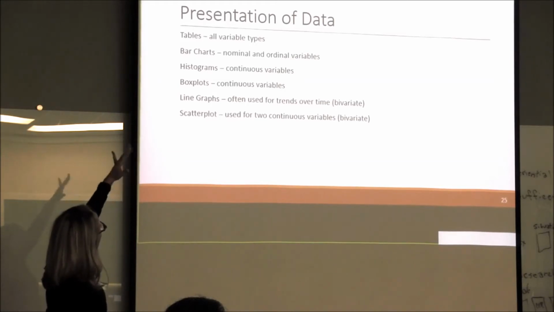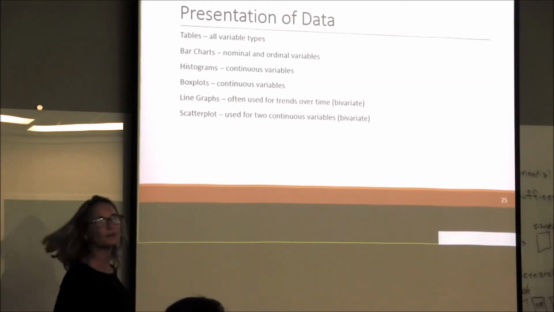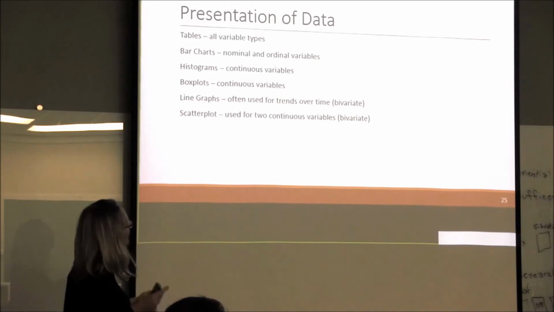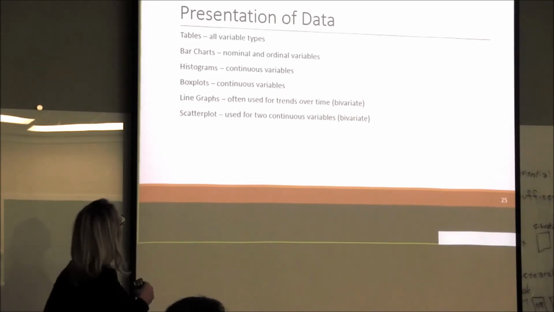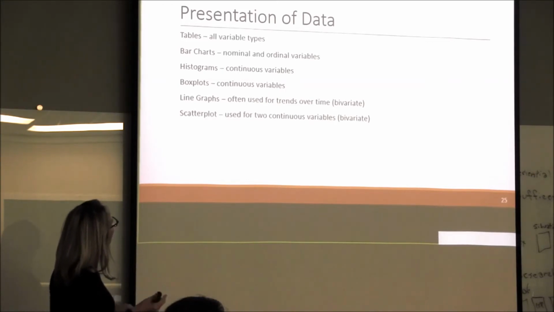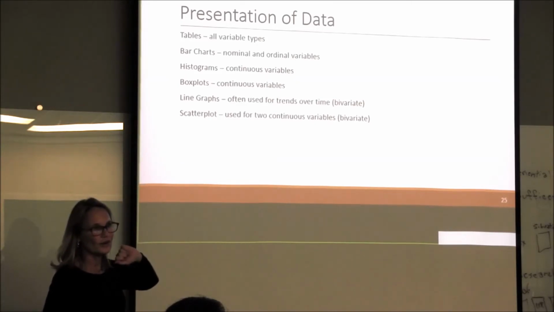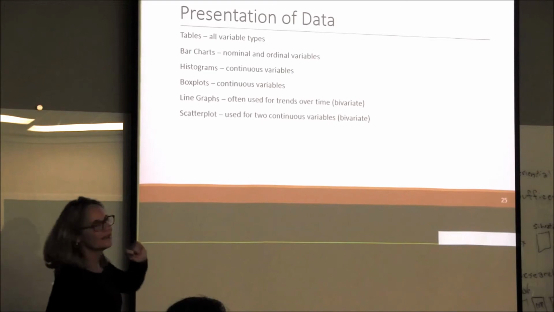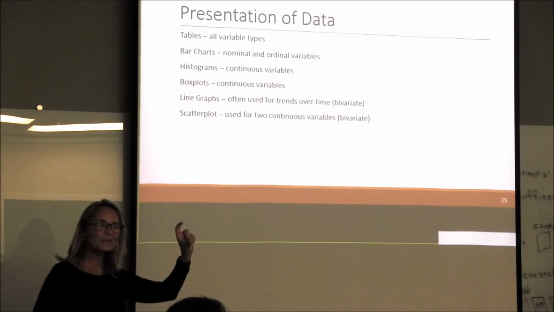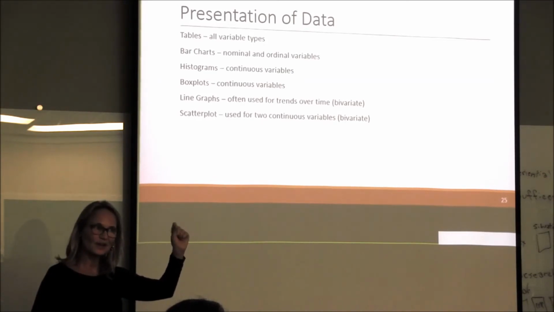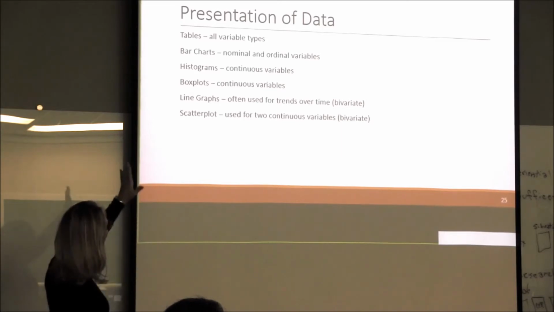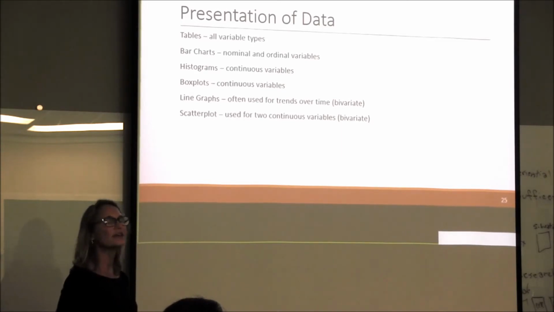We talked about these basically. You can use tables for all types of variables, nominal, ordinal, discrete, and continuous. For bar charts, you're going to use those for nominal and ordinal variables. And then histograms for continuous variables. A bar chart and a histogram, they look very, very similar. There's just really subtle differences between them. But again, the bar chart is used for categoricals, histograms for continuous.